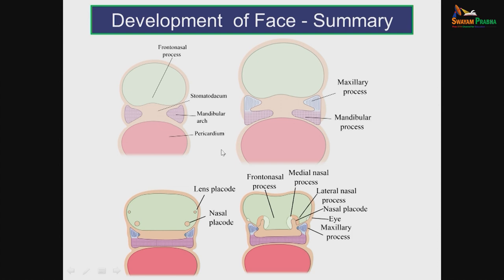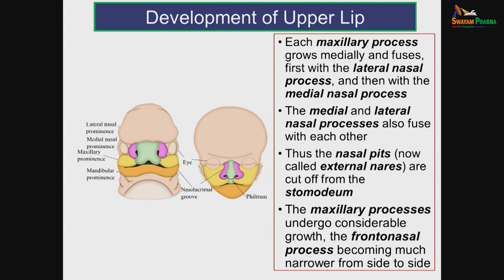I will just summarize what we have learned till now. The five processes which are formed in and around the stomatodium, that is the future mouth: one frontonasal process, then two maxillary processes and two mandibular processes. Next is the formation of ectodermal thickening above the stomatodium on either side of the midline, called nasal placode. Cranial and lateral to it is the formation of lens placode. The nasal placode is going to sink below the surface and forms the nasal pit. What I am pointing out is the nasal pit. Medially you have a raised edge called medial nasal process, and laterally you have the lateral nasal process.